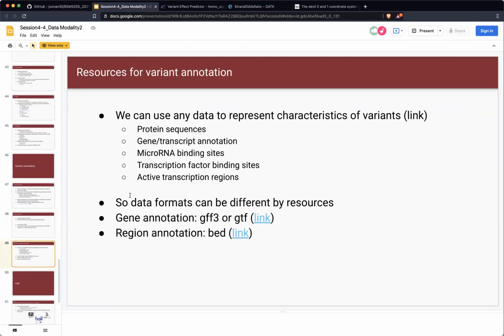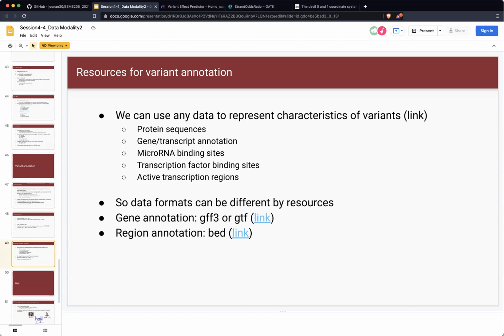Okay, so there are some resources for variant annotation. You can use any type of data set that represents the characteristics of the variants. It can be protein sequence, or gene transcript annotation, microRNA binding sites, because sometimes it matters in biology, and transcription factor binding sites, because it's critical in your development, and active transcription regions.